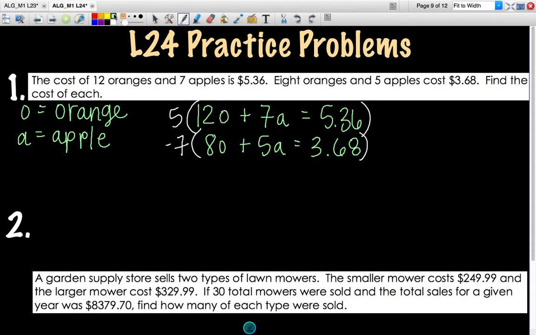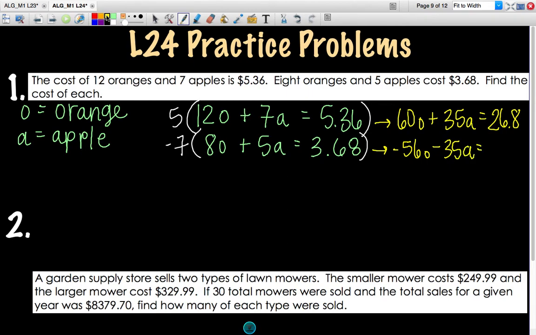So my new equations are, the top would be 60O, make sure that doesn't look like 600 on your paper, plus 35A equals 26.8. My new bottom would be -56O, again, make sure that doesn't look like -560, minus 35A equals -25.76.